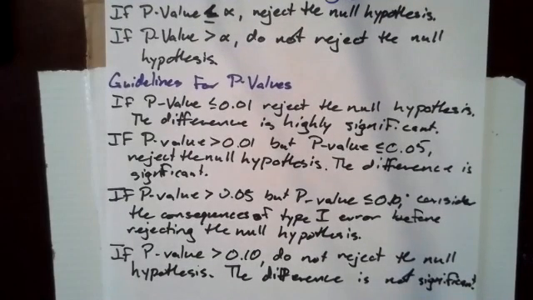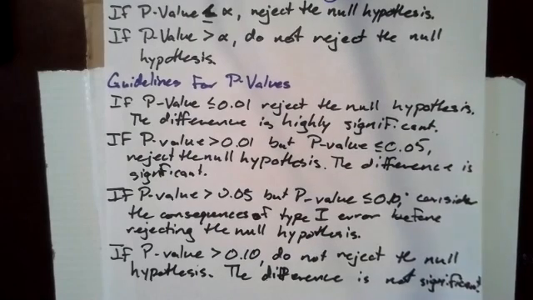And if the p-value is greater than 0.10, we do not reject the null hypothesis. The difference is not significant.